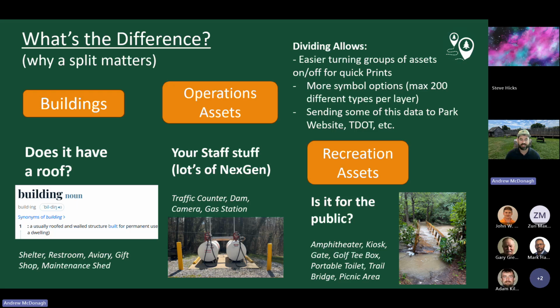The last thing is recreation assets. So those are more of the public facing things. And what's really cool is the mapping you're doing is actually going to show up on the park website someday pretty soon. Not every single thing. There's kind of a hierarchy of, let's show visitor centers and nature centers and museums and aviaries, but we're not going to show necessarily every single portable toilet. We might at some point, but the idea is it's something that the public would interact with, and that's a recreation asset.